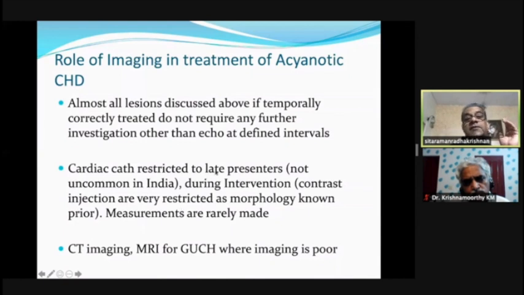So cardiac cath is restricted to late presenters, which is not uncommon in our country. During intervention, contrast injections are very restricted as the morphology is already known. And then, of course, CT imaging and MRI are restricted to grown-up congenital heart disease, where echocardiography may sometimes prove challenging. Thank you very much for your patient hearing.